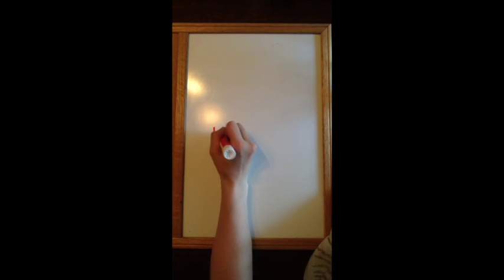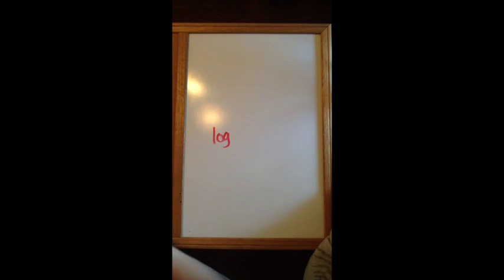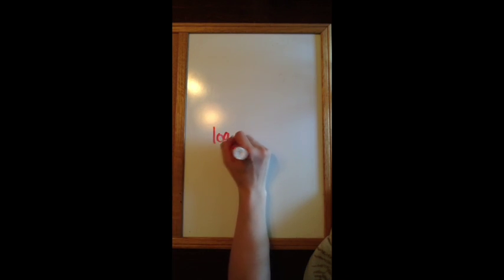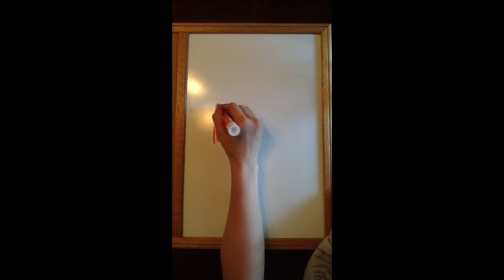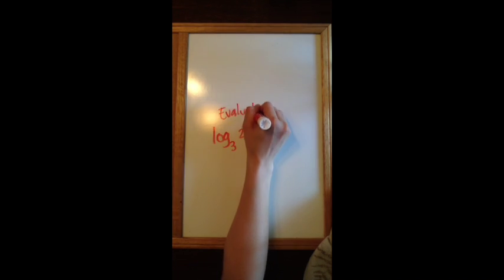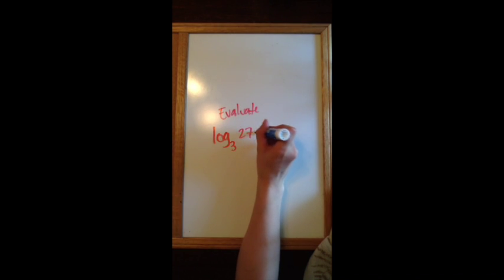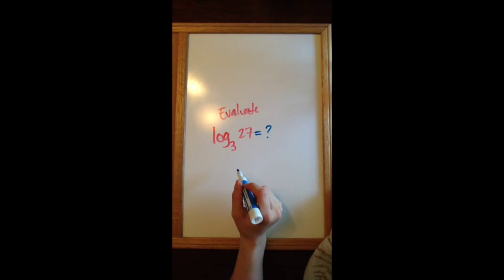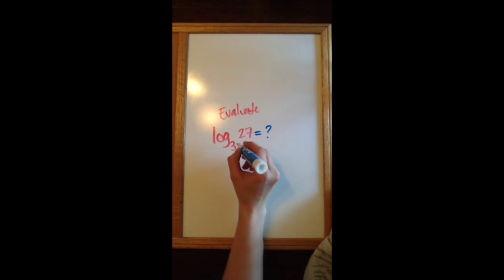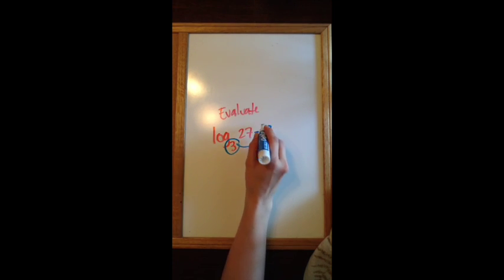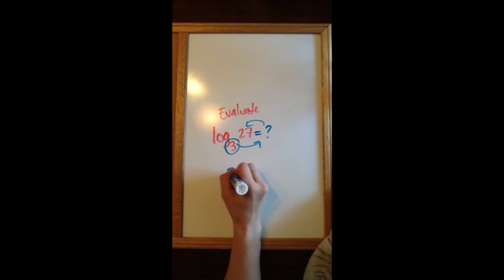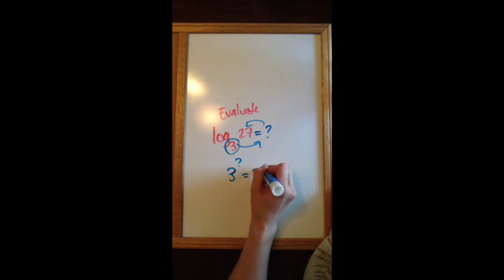Now, we can use this definition of log to help us evaluate some logs. If I give you log base 3 of 27, and I say to evaluate without a calculator, what you're going to do is switch it so that it's exponential. I'm thinking to myself, log base 3 of 27 equals what? So I'm going to switch forms. I have 3 to the what equals 27. So 3 to the what equals 27.